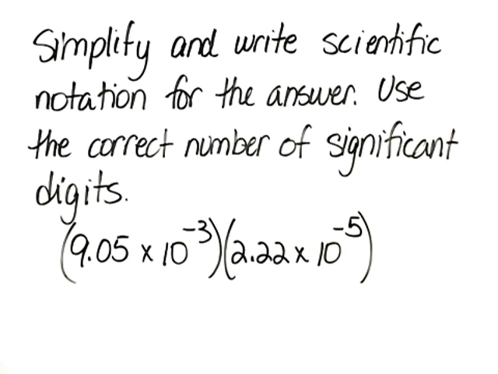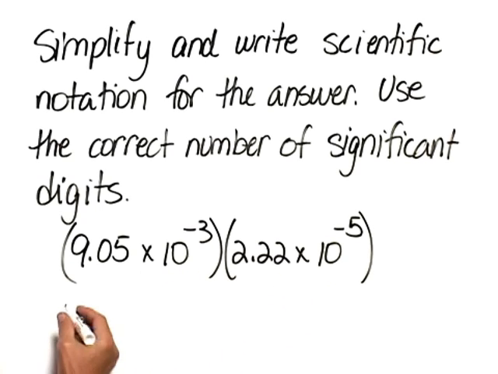Simplify and write scientific notation for the answer. Use the correct number of significant digits. 9.05 times 10 to the negative 3, multiplied by 2.22 times 10 to the negative 5. When multiplying in scientific notation, you multiply together the numbers between 1 and 10, and then you multiply the powers of 10.